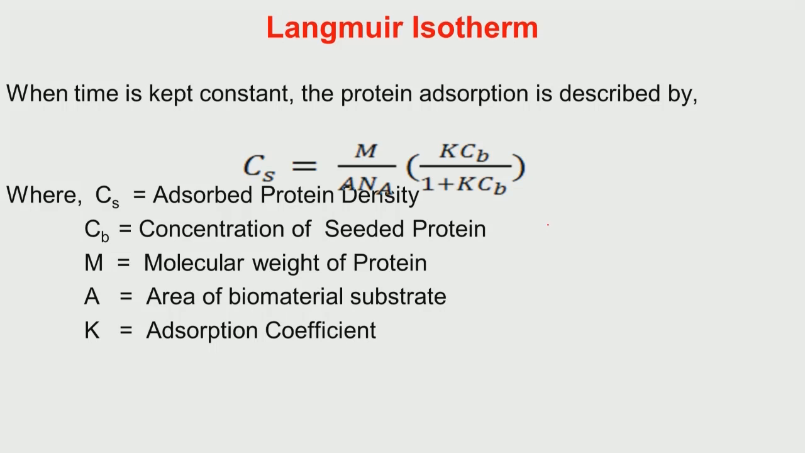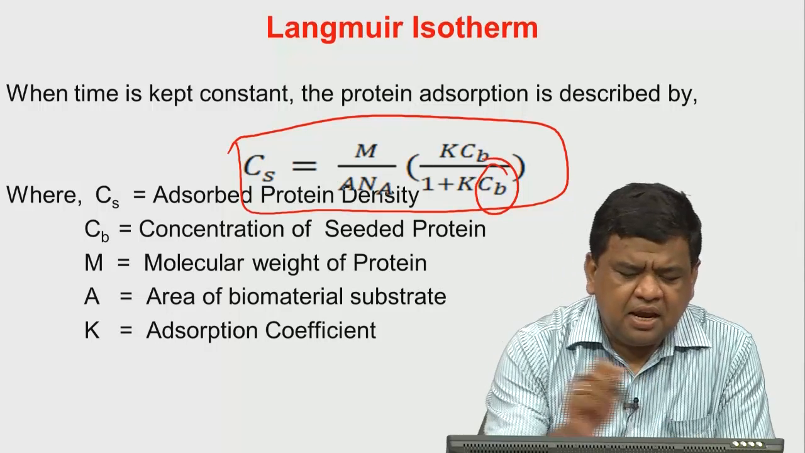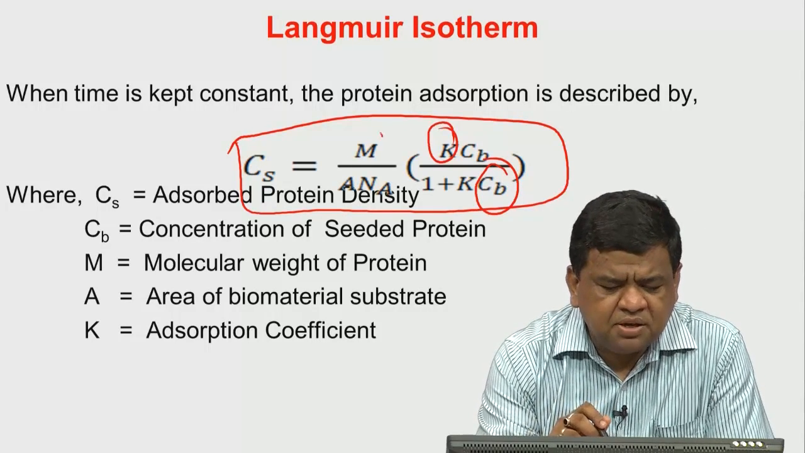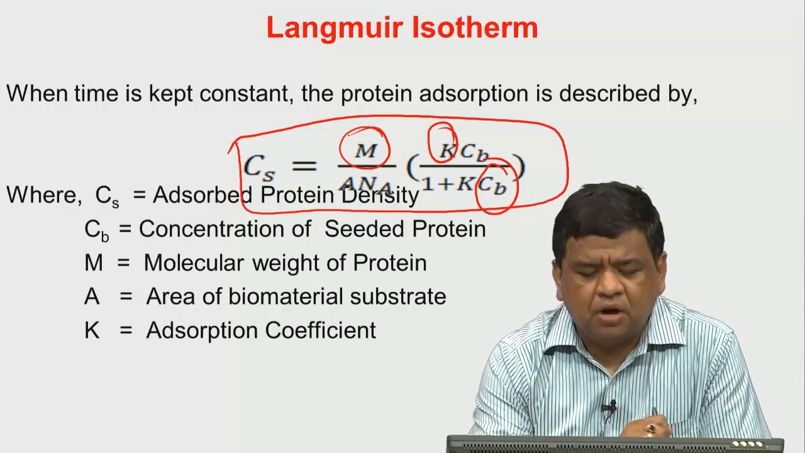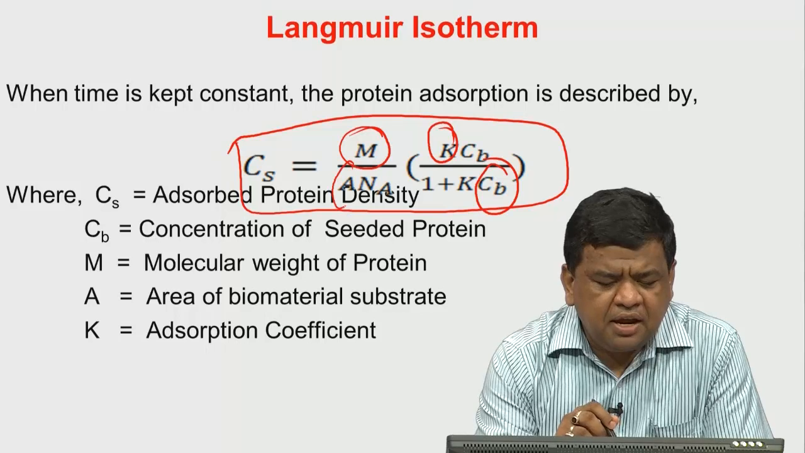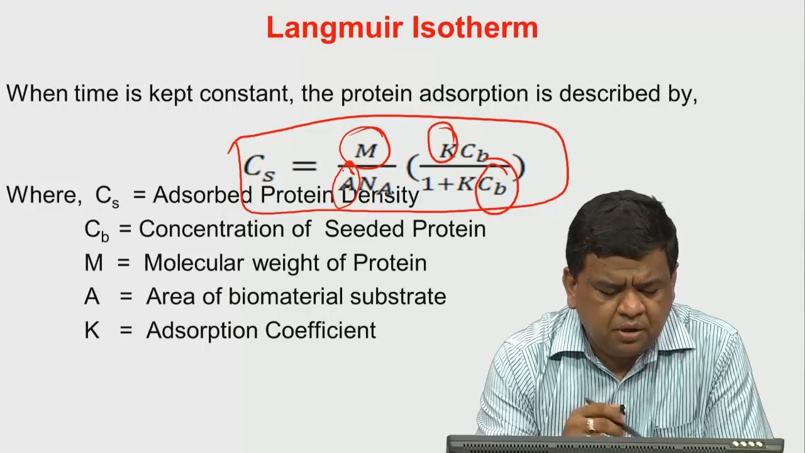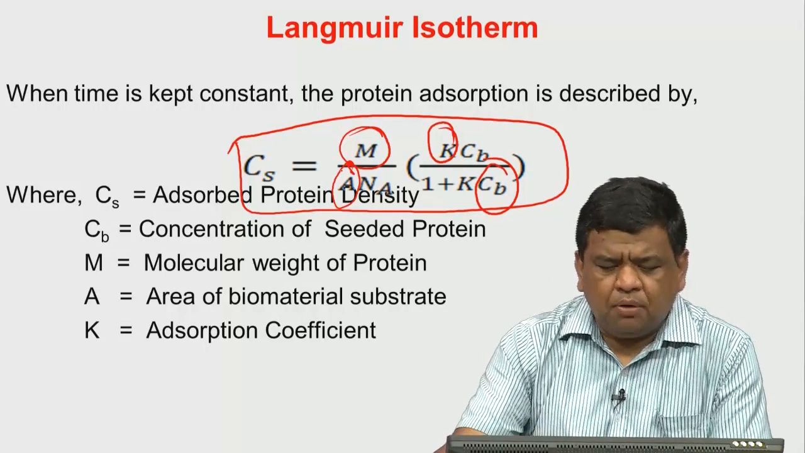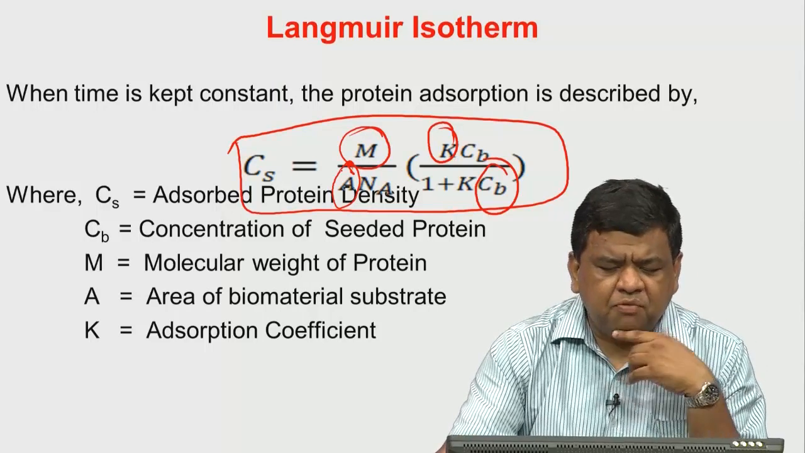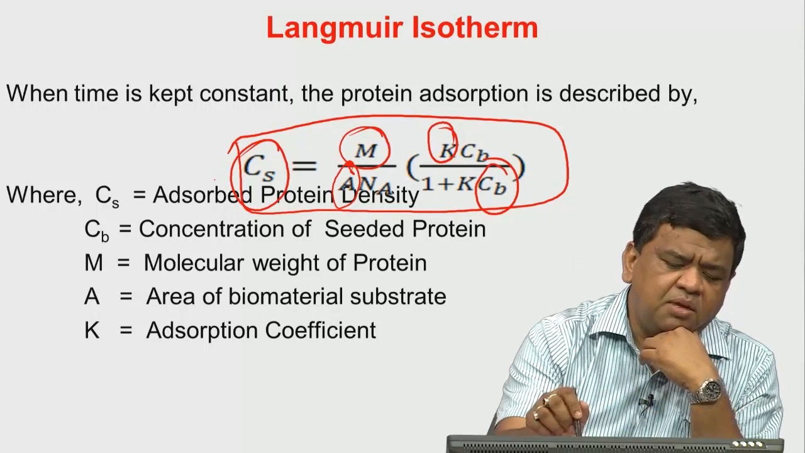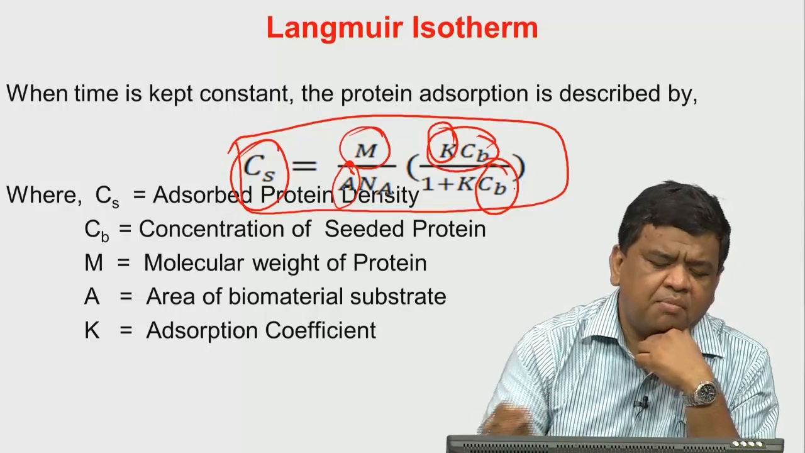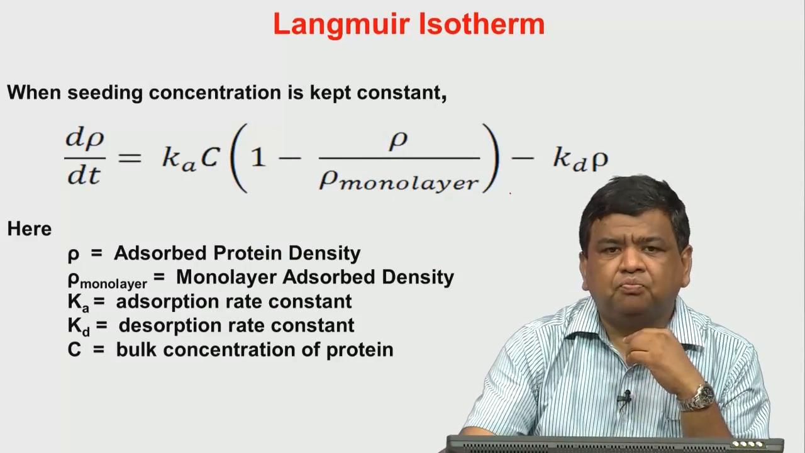Mathematically, the Langmuir isotherm can be explained by this particular equation, where Cs is the adsorbed protein density, Cb is your bulk protein density, K is your adsorption coefficient, M is the molecular weight of the specific protein you are concerned with, and capital A is the surface area of the biomaterial substrate to which the protein is exposed. So, this is not a linear type of equation, as you can see Cs depends on the factor Kcb divided by 1 plus Kcb.